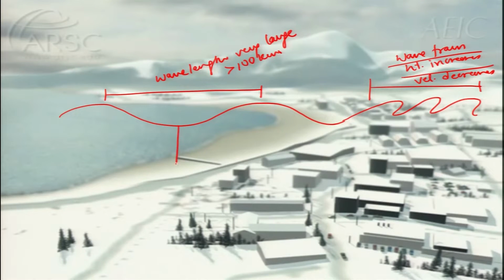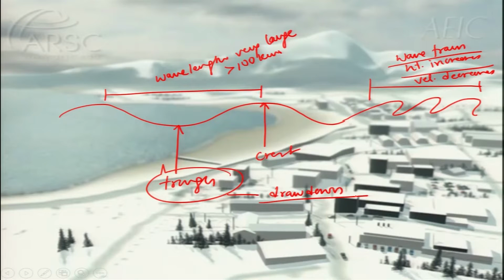And this portion that you see is the trough, and this is your crest. So the trough part, when it comes first, will result in what we call the drawdown. So this will result in the receding of the ocean, exposing the coastal area.